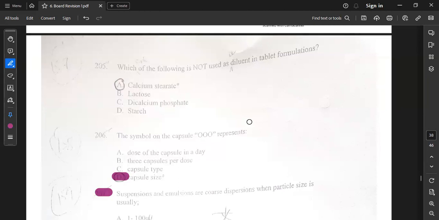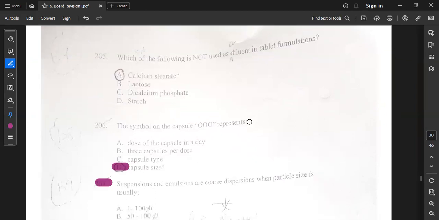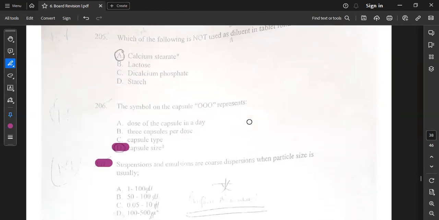So next question. Which of the following is not used as a diluent in tablet formulations? We can just go back. Also Gaius has sent something on the group for colloidal dispersions. They have a particle range of 0.1 to 1,000 nanometers. Coarse dispersions have a larger diameter of 1 to 200 micrometers. I think it's all with the size, the diameter.